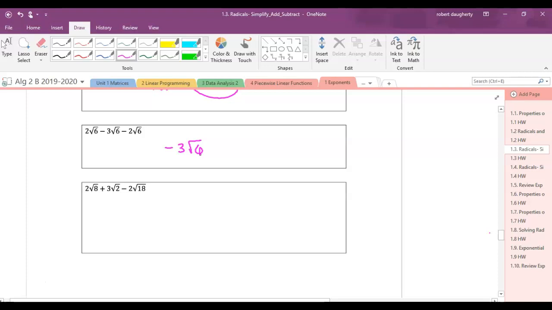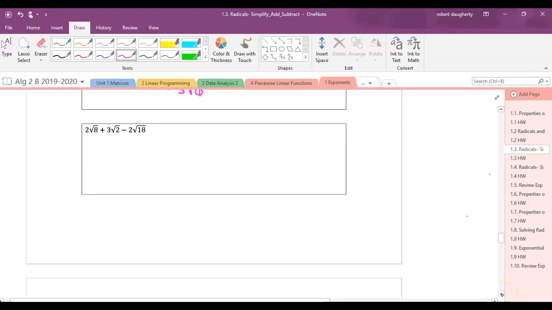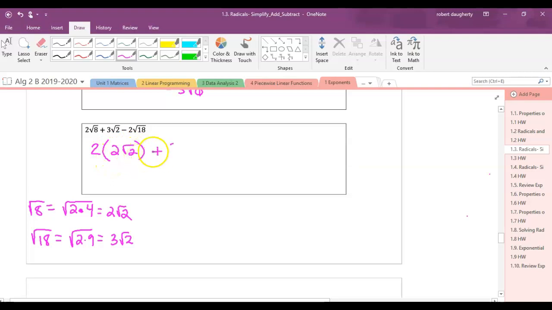Now here, I can't add these together right away. I'm going to have to see, can I simplify? So square root of 2, that's about as simple as that one can get. So let's look at this. What about the square root of 8? So the square root of 8, that's the square root of 2 times 4, which is 2 square root of 2. And then the square root of 18, that's the square root of 2 times 9, which is 3 square root of 2.